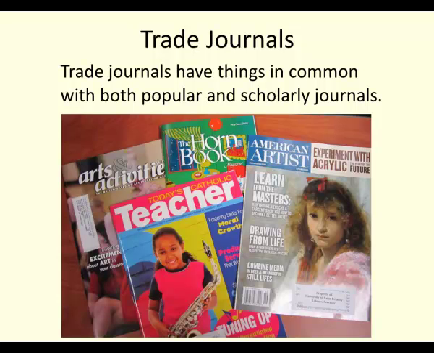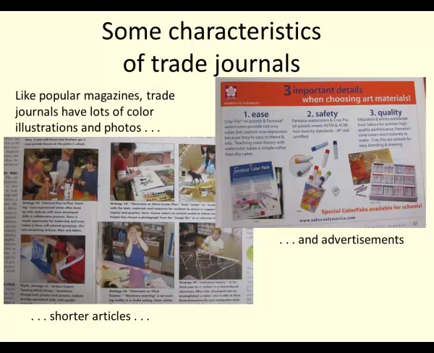Some examples of trade journals include Today's Catholic Teacher, the Horn Book, Arts and Activities, and American Artist. You will find characteristics of both popular magazines and scholarly journals in trade journals. Trade journals have shorter articles with a lot of color photos and advertisements, just like popular magazines.